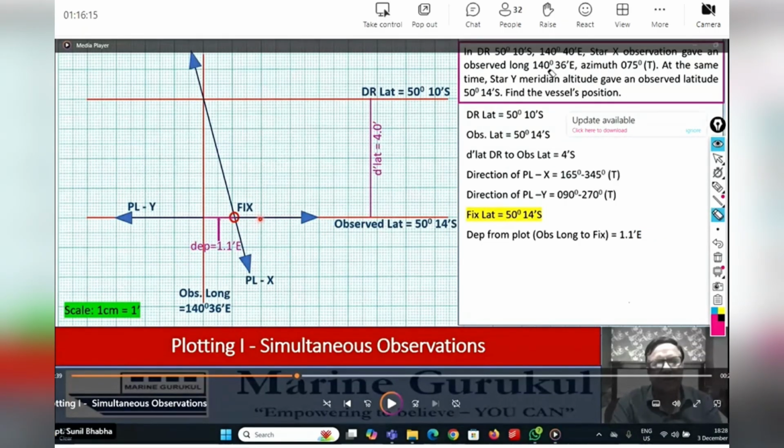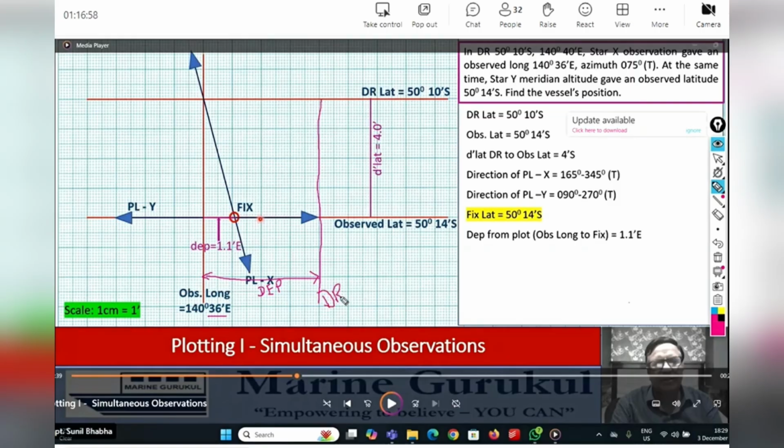Okay, where is DR long? 140 40 east. So let's plot it. 140 40 east. So you will first have to calculate the departure. This is 140 36. You will have to calculate the departure between 140 36 and 140 40. Whatever departure comes, keep that much distance here. This will be the departure. I have not calculated it yet. I am just making a rough diagram to show you, and you can mark this longitude here. This will be your DR longitude.